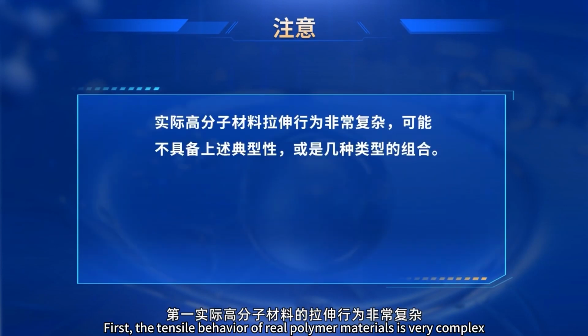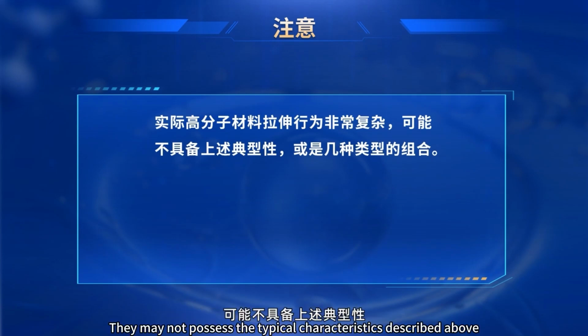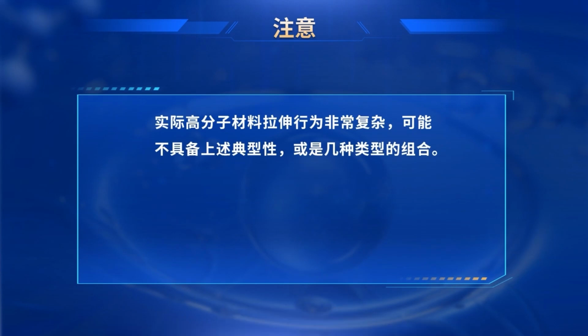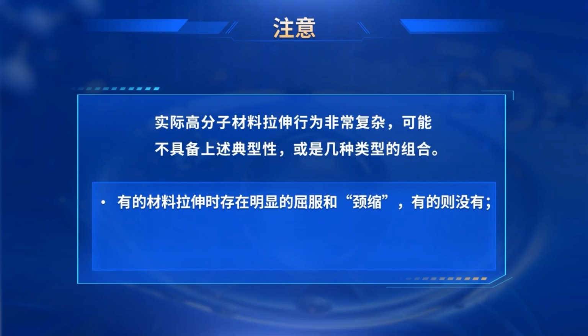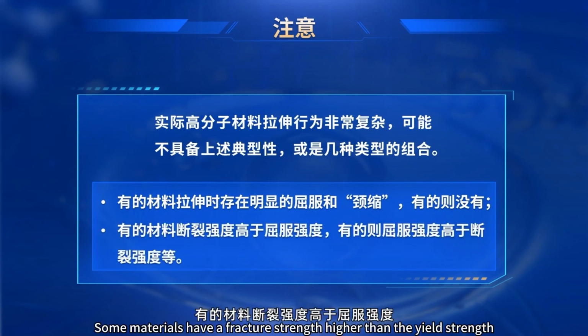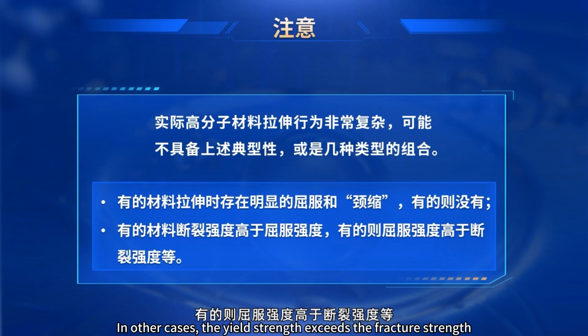Finally, please pay attention to two important points. First, the tensile behavior of real polymer materials is very complex. They may not possess the typical characteristics described above, or they may be combinations of several types. For example, some materials, when stretched, exhibit obvious yielding and necking, while others do not. Some materials have a fracture strength higher than the yield strength. In other cases, the yield strength exceeds the fracture strength.